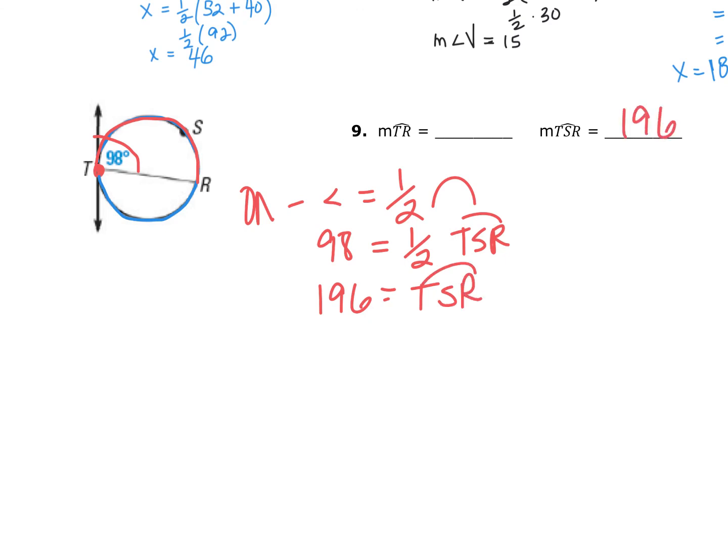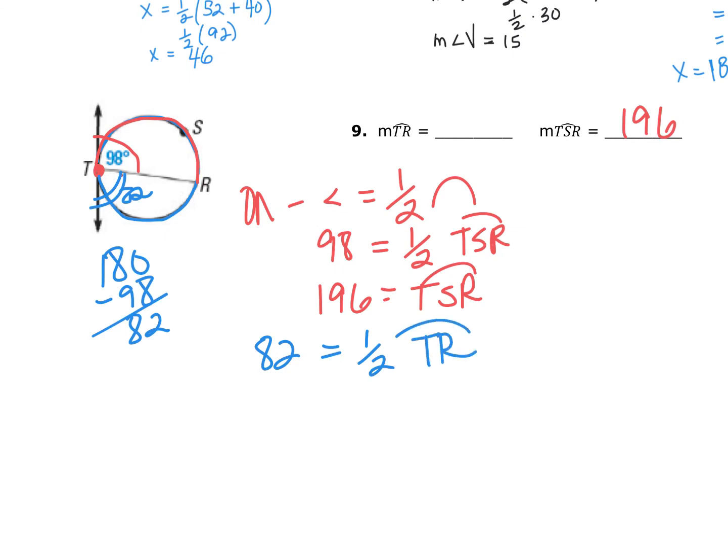Okay, and now I know this angle over here, the smaller angle, is supplementary to 98. So I got 82 here. 180 minus 98 is 82. And so here my angle is half of the arc. So 82 is half of the arc TR. And so when I multiply that by 2, I get 164.